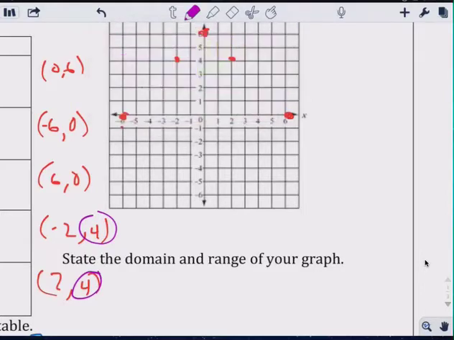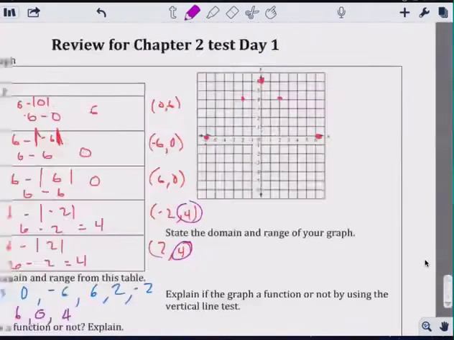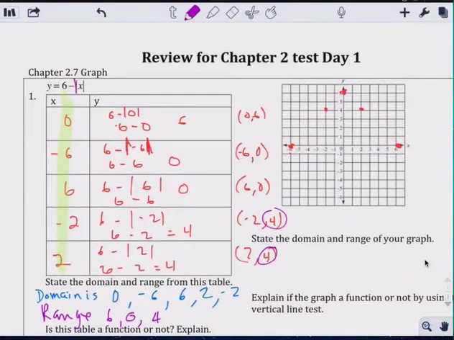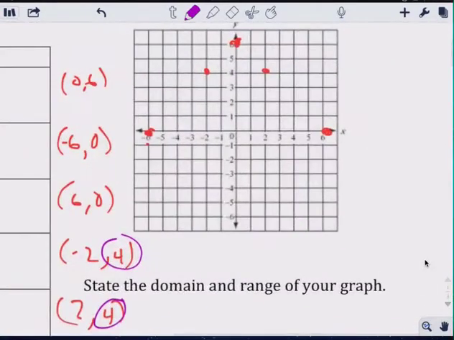And connect these dots. I plotted the points using these coordinates. We know that, remember, absolute value creates a V. So make sure it creates a V. That's why I use 0. And this line continues forever, so we put arrows.